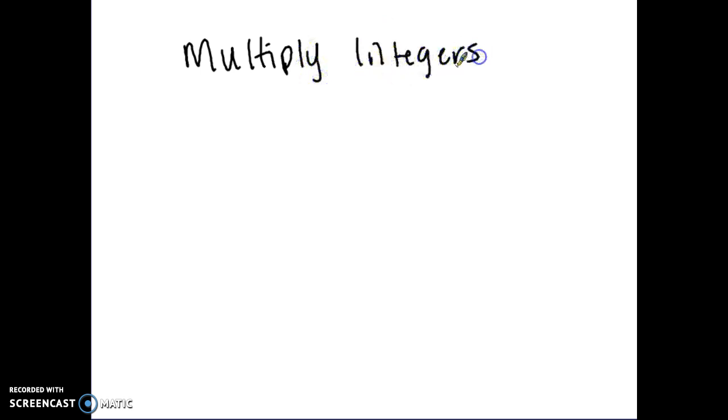All right, when you're multiplying integers, and the same rule applies for dividing, you look at your sign. If they're the same, then your answer will be positive. So if you're multiplying a negative number with a negative number, then your answer is going to be positive. If you're multiplying a positive number with a negative number, then your answer is going to be negative. Same thing as if it's a negative number with a positive number, your answer will be negative.